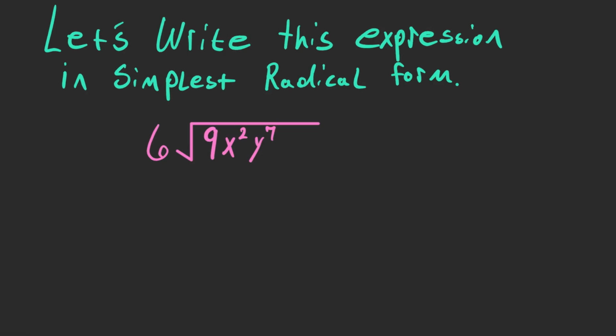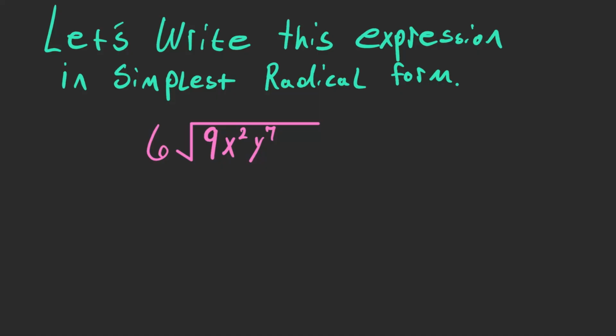Today we're going to look at this problem where we have to write an expression in simplest radical form. So here I have this expression, 6 on the root of 9x squared y to the 7th. Notice how I said "on the root of." You could also say it like 6 square roots of 9x squared y to the 7th.